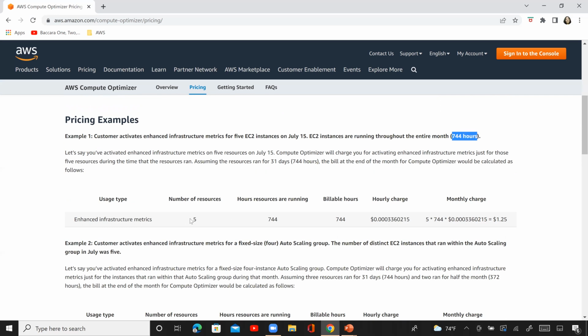So you have 5 resources. Each resource is running for the entire month. One month has 744 hours. Those are the number of billable hours. This is the hourly charge that we saw on the top. So 5 times 744 times the hourly charge would basically come to $1.25. In fact, this calculation should be pretty straightforward.